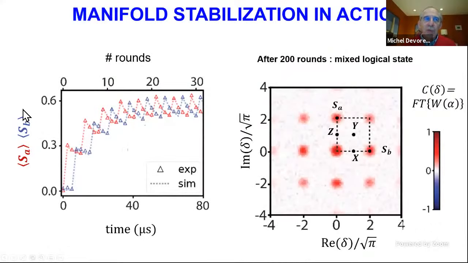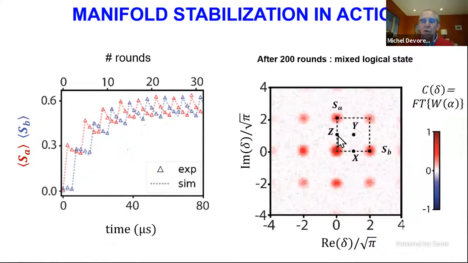And so here, this result shows the average value of the stabilizers that really increase and attain a plateau. And you see this period 4 in these oscillations toward the asymptote. That corresponds to the fact that in order to do a full round of correction, you need to apply these 4 operations in sequence. And after a few hundred rounds of error correction, you find the mixed logical state. So it's a random superposition of the two logical states in your encoding space. And here I have really given the unit cell of the grid and indicated the position of the X, Y, and Z operators. So here we have a mixed logical state.